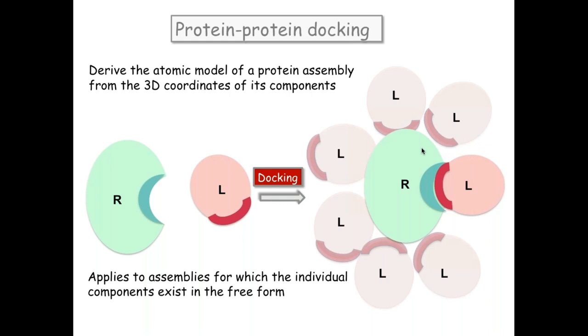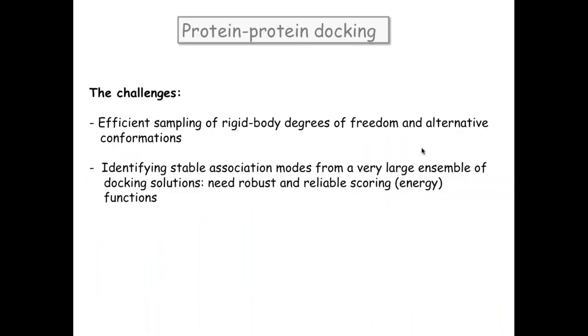So docking is to find out which interface, which part of the receptor on the left-hand side and the ligand on the right-hand side, will really recognize each other and form a stable association. So as I say on the bottom, it applies to assemblies for which the individual components exist in free form. So as defined and still today, the challenges of protein-protein docking have two important components.